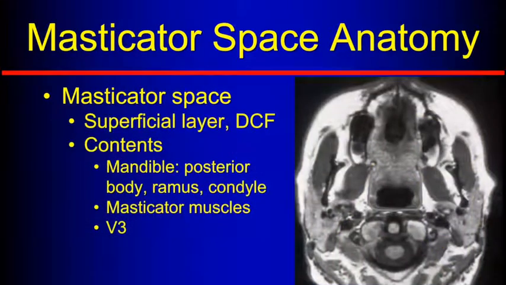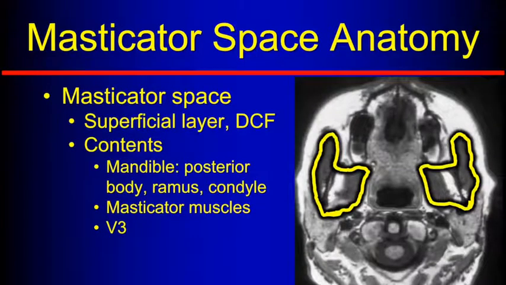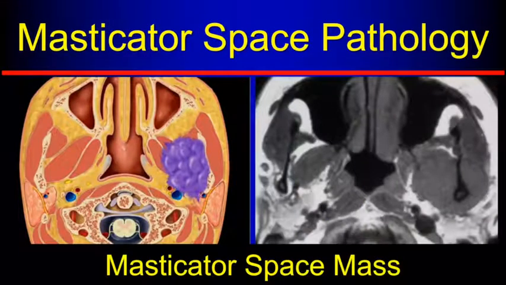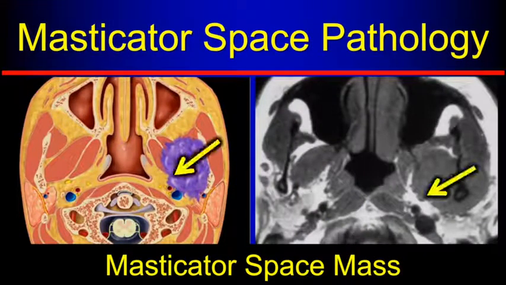So here's that same axial T1, and here I've outlined for you the masticator space. So we see where that is in relationship to that parapharyngeal fat. So if I have a generic lesion of the masticator space, it's going to push that parapharyngeal fat medially and posteriorly, helping me guess the lesion is arising from that area.